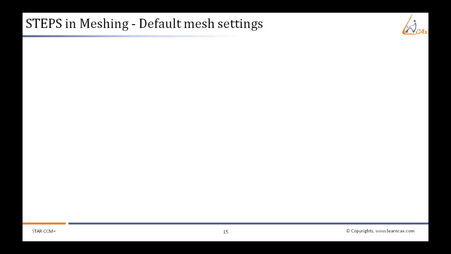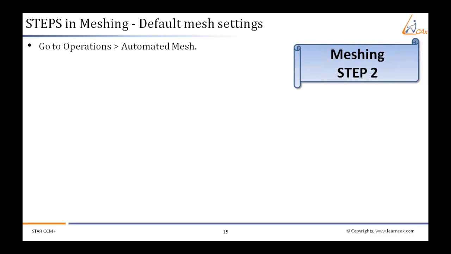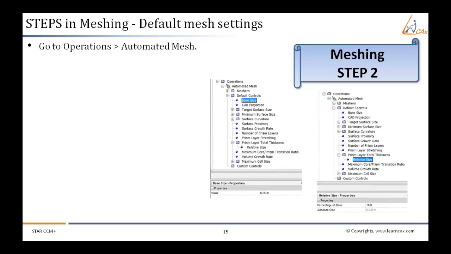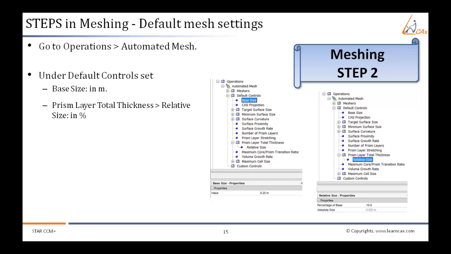Then the second step is to set the default mesh settings. For this, we have to go to Operations and then Automated Mesh. Under Default Controls, set two user inputs. First is base size. The example shown here is of base size 0.25 m.